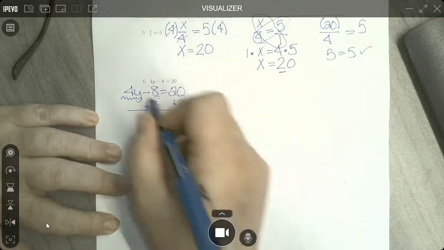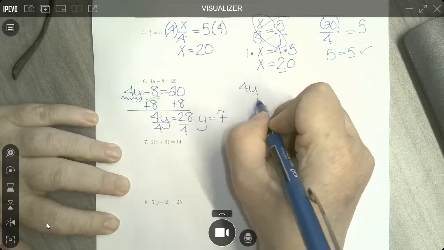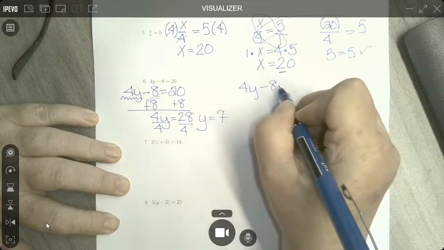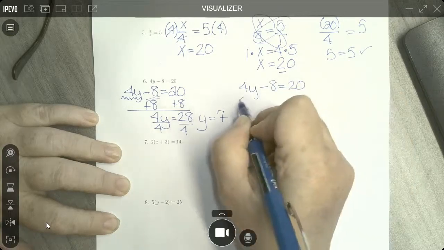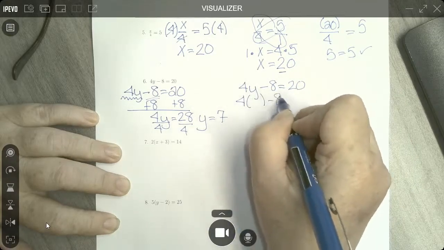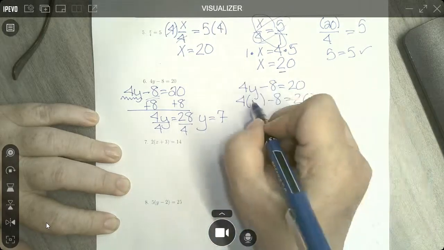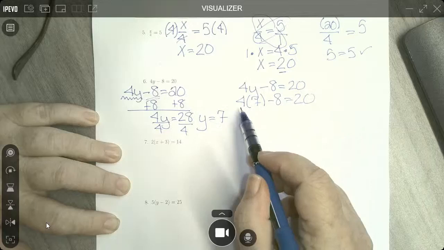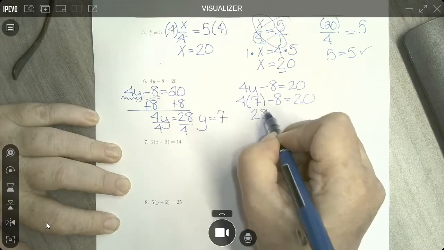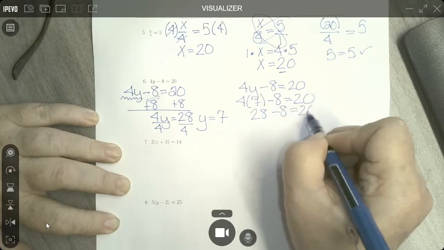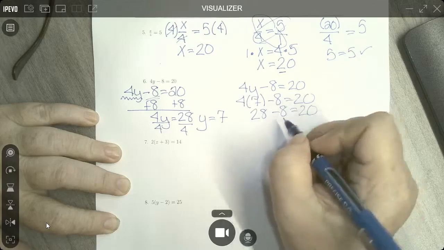Let's check it. Now I'm going to rewrite this one. I haven't been doing a good job at rewriting it before I put my parentheses in there. And now I'm going to put my parentheses. Okay, we think our answer is 7, and I'm going to put a 7 in there. 4 times 7 is 28 minus 8. And guess what? 28 minus 8 is 20.